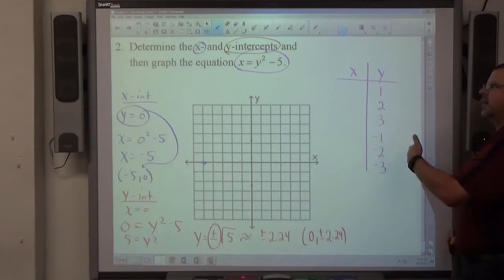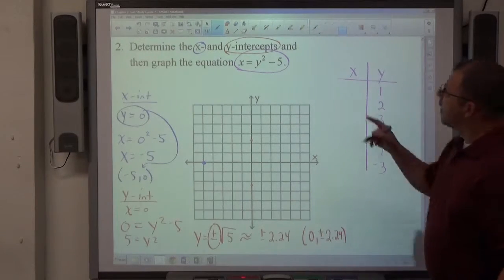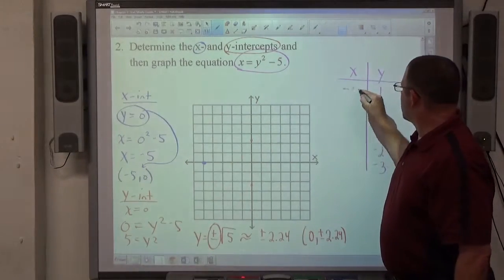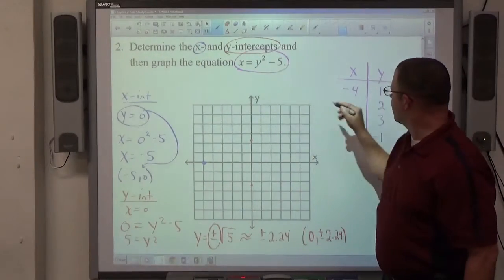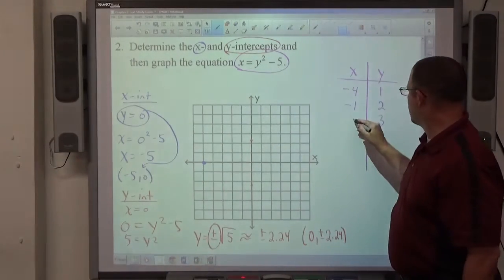For y, then use the equation to solve for x, and that way I can get some points. At y equals 1, 1 squared is 1, 1 minus 5 is negative 4. 2 squared is 4, minus 5 is negative 1. 3 squared is 9, minus 5 is positive 4.